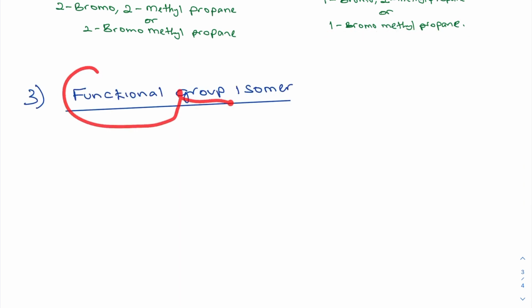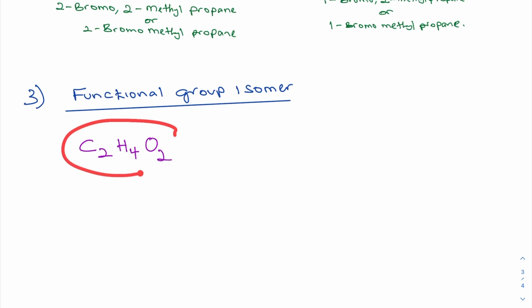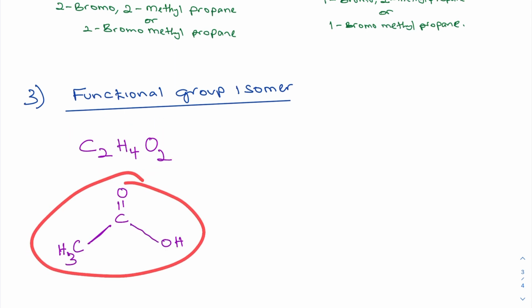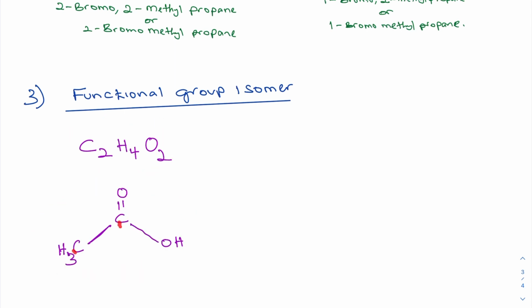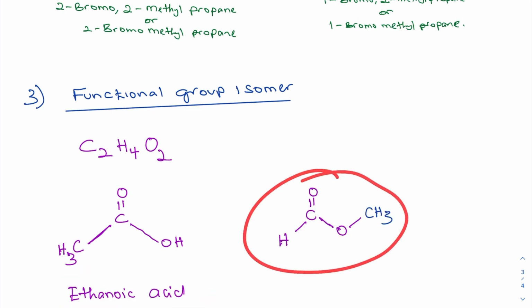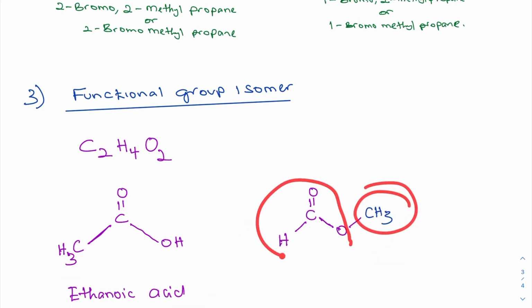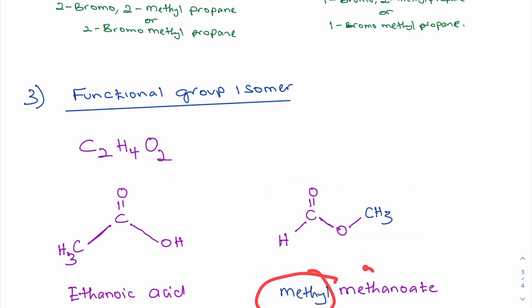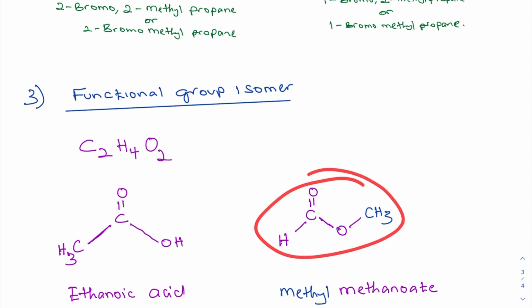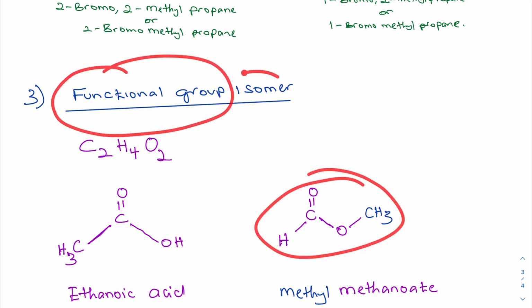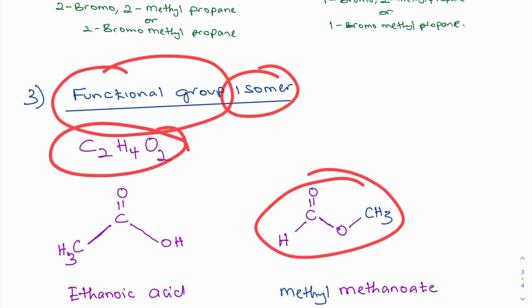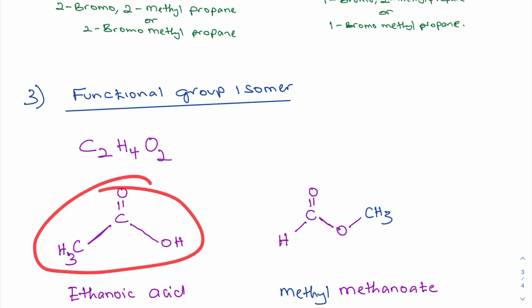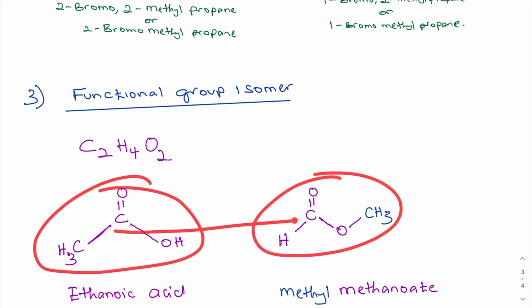Functional group isomer. Again, you've got a general formula. Here's a functional group, carboxylic acid, 1, 2, that's ethanoic acid. And that's another functional group, methyl methanoate. So that's one functional group, and that's another functional group, hence functional group isomer. Same molecular formula, different structural formula, structural isomer.